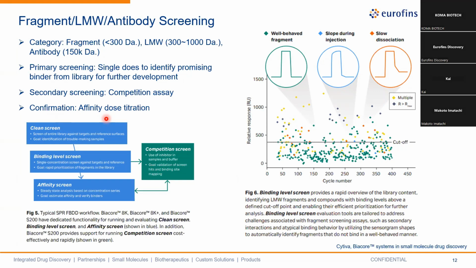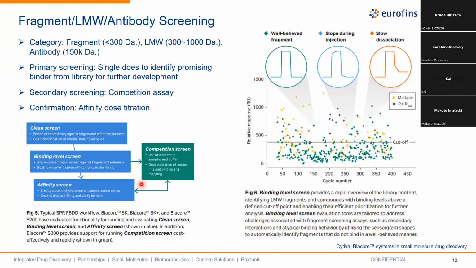And then, to make sure that the binding is real, you check that it is dose dependent. Also in between, you can do a competition assay. If you have a reference compound that you know binds to a specific target on your protein, and you want to find a new drug that binds to the same binding pocket as that reference compound, then you can do the competition assay to make sure that the drug candidate you found is binding in the right binding pocket.